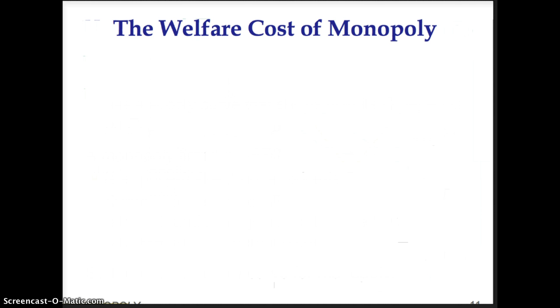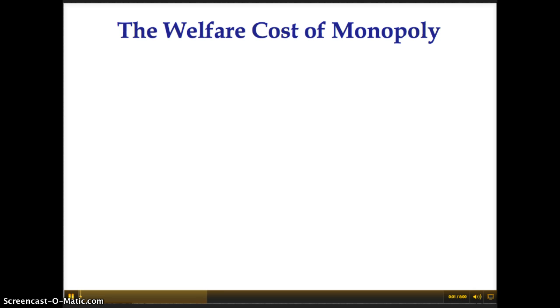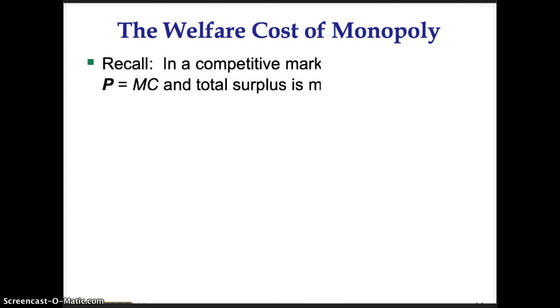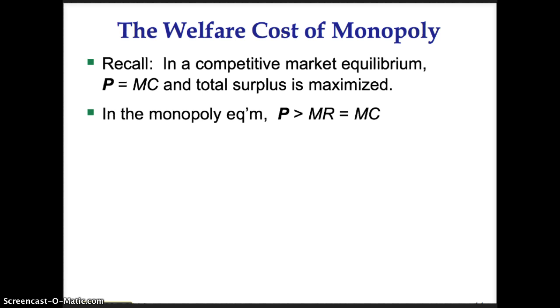Let's look at the welfare costs of a monopoly. Recall that in a competitive market equilibrium, price equals marginal cost and total surplus is maximized. In monopoly equilibrium, price is greater than marginal revenue and marginal cost.